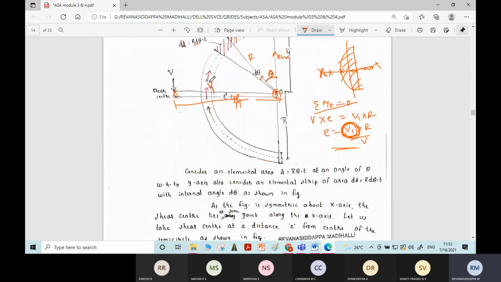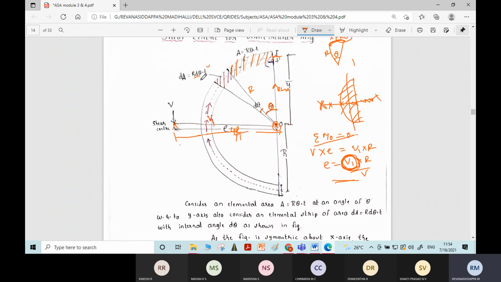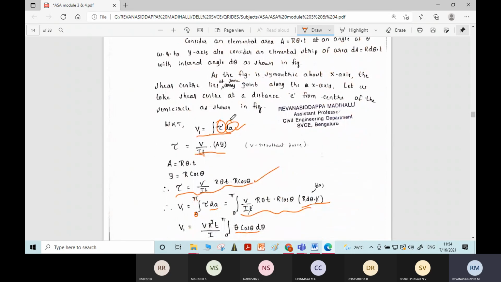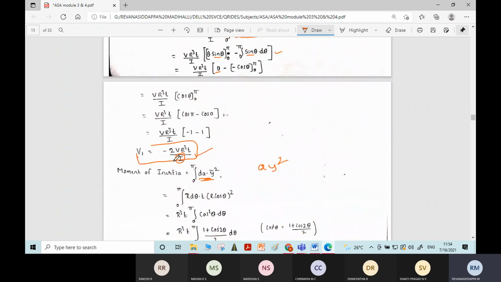V1 is nothing but shear force, which is shear stress multiplied by area. That shear stress is given by the formula V by It into A y bar. Substituting the elemental area and y bar, you will get the expression for tau. dA is nothing but r d theta into t. Substituting everything in this equation and doing the integration, finally you will get this expression.